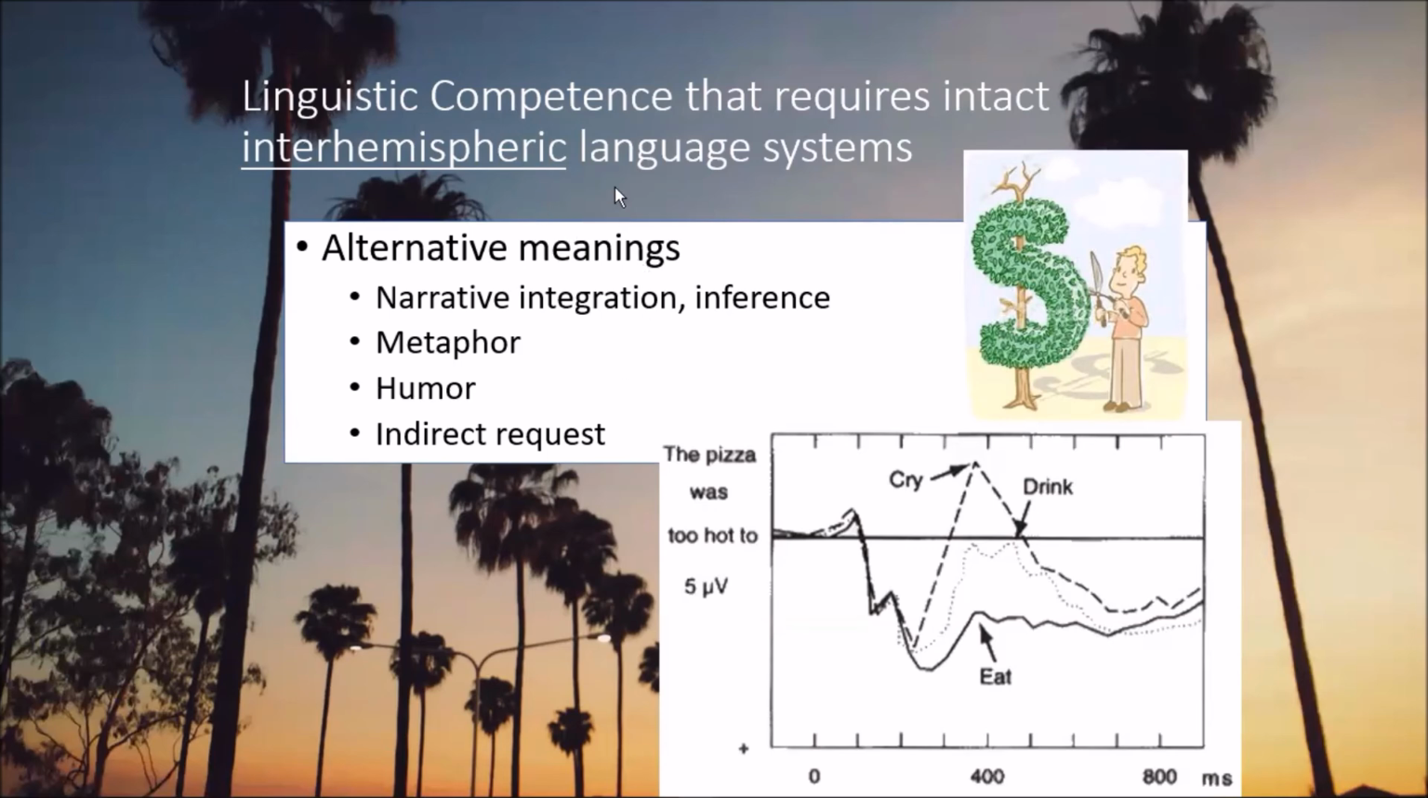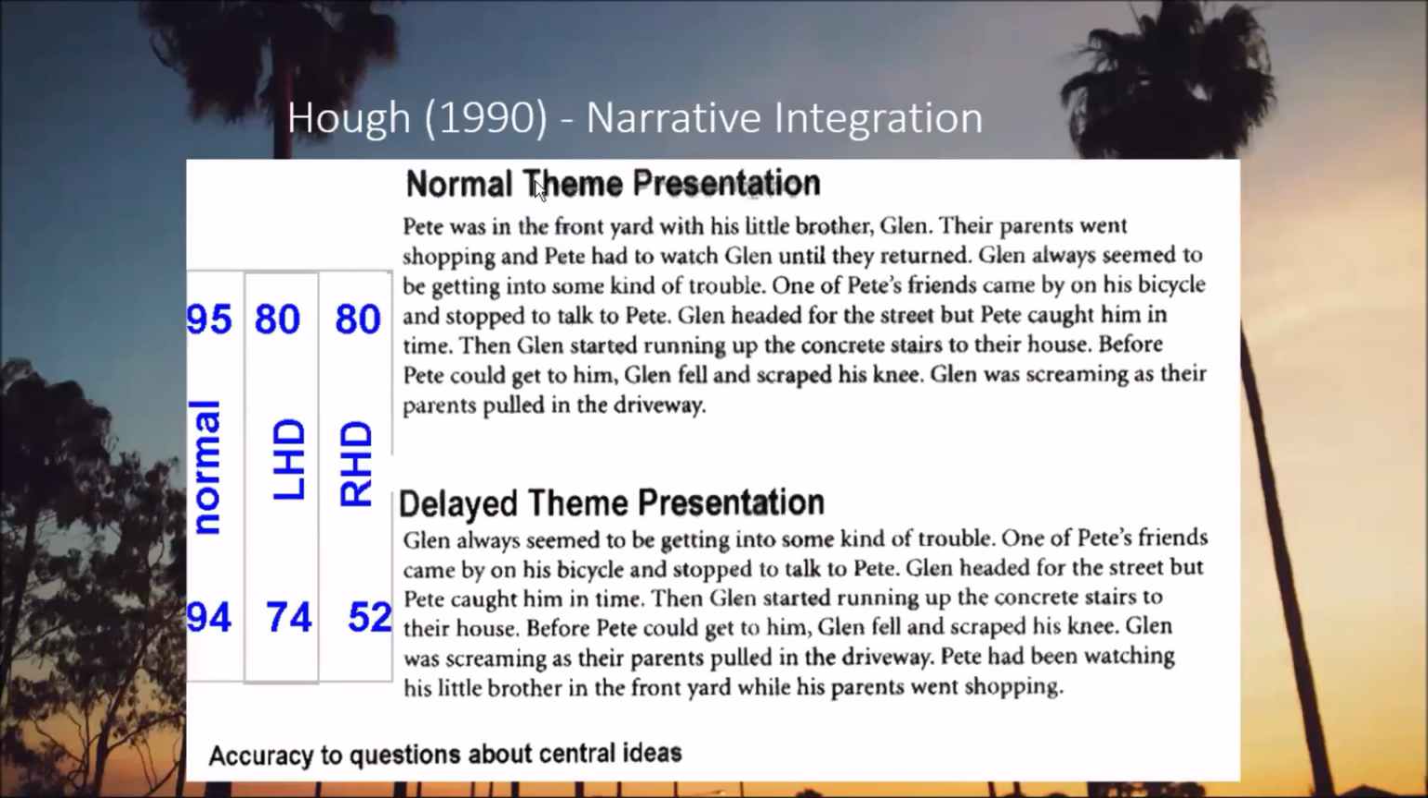So we need this dualistic language system to understand narrative, to do inference, metaphor, humor, indirect requests, such as, "You know what time it is?" That's a request to tell me the time, stuff like that. It's all handled by the right hemisphere. Figuring out theme, what's going on. We need the right hemisphere to organize. I'm not going to go into this in detail here, but it just shows the right hemisphere is needed to organize the theme. And when you delay what's happening, if you have damage, it's lost.